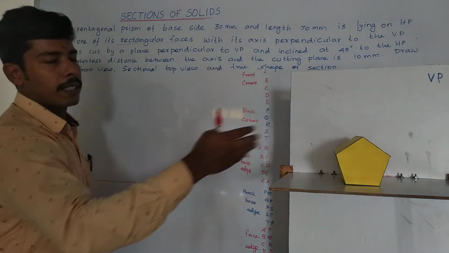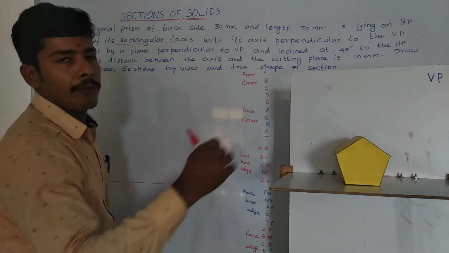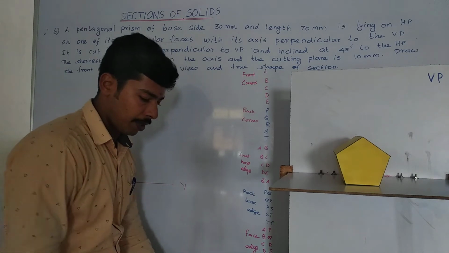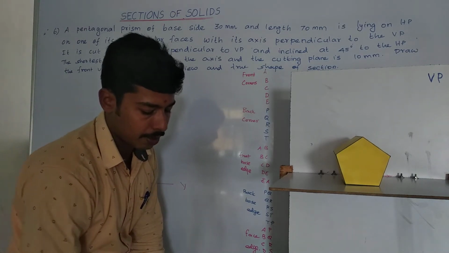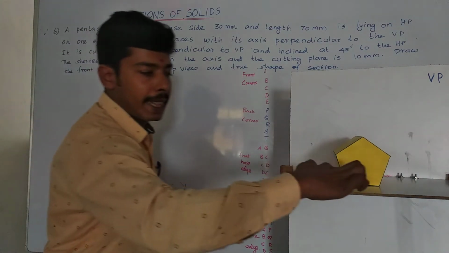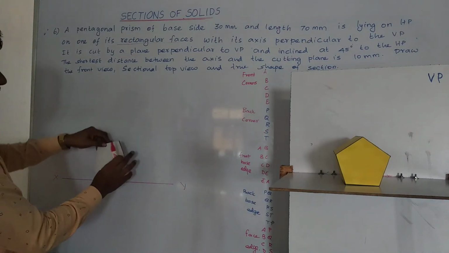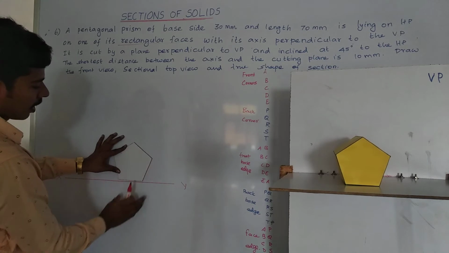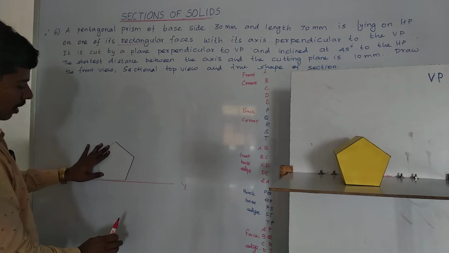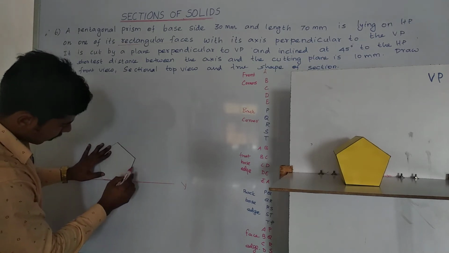So this is the orientation of the solid. In this problem we can draw the front view first. The front view is a pentagon, isn't it? So I draw the pentagon. This edge is lying on the XY line, so we have to take care of it. This edge is lying on HP, one of the edges lying on HP, like this.